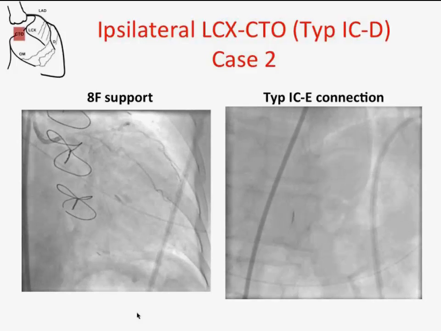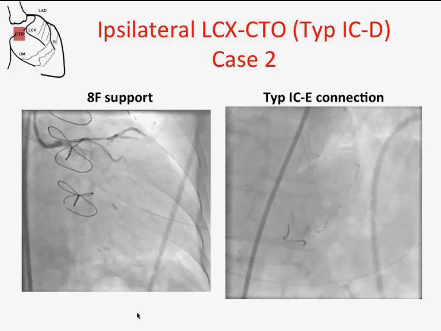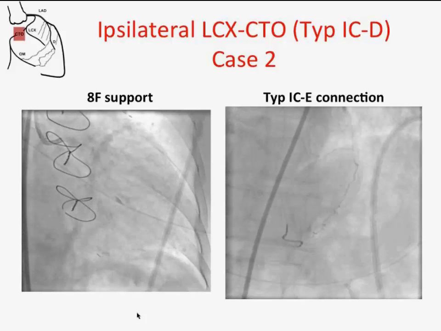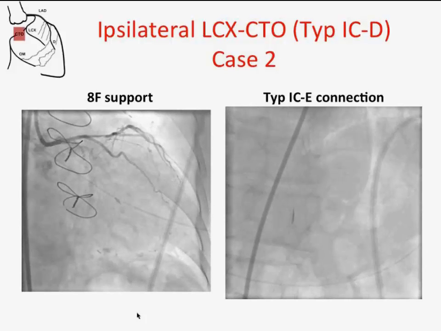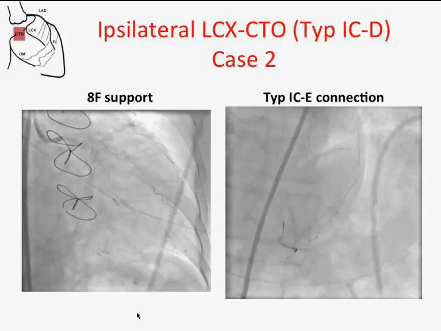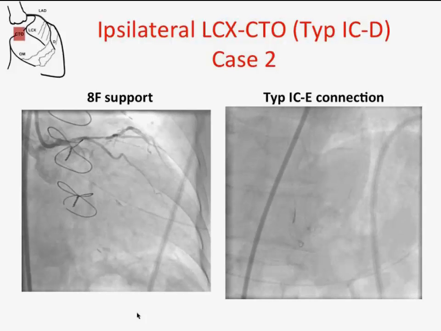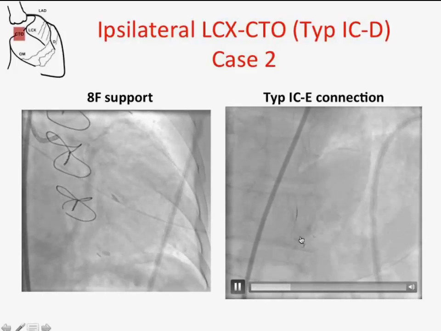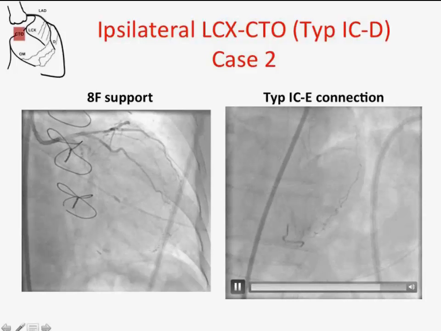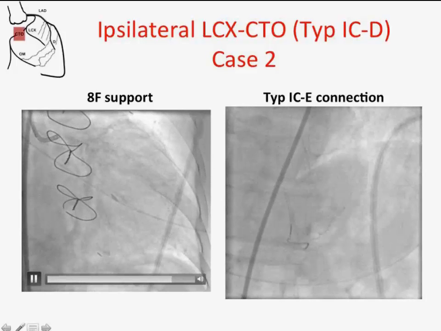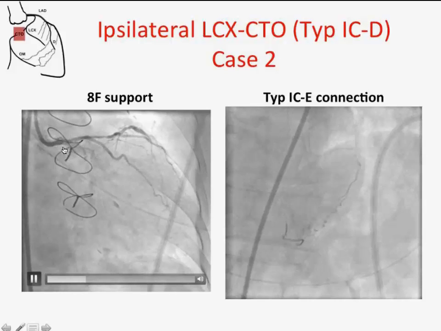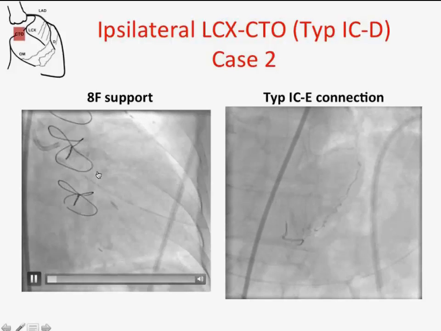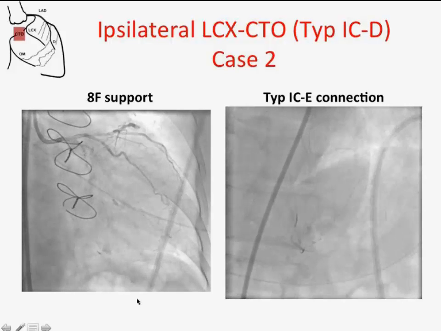So this is also a type D connection, from the diagonal to the marginal branch, as you can see here. But as in every anatomy, we don't have only one connection, and we concentrated on the biggest one. This is also a type E connection, so from the apex we have an epicardial connection to the circ. It's a second case. I take an 8 French. Here is a bypass graft. It's a woman, and it's an occluded circ.